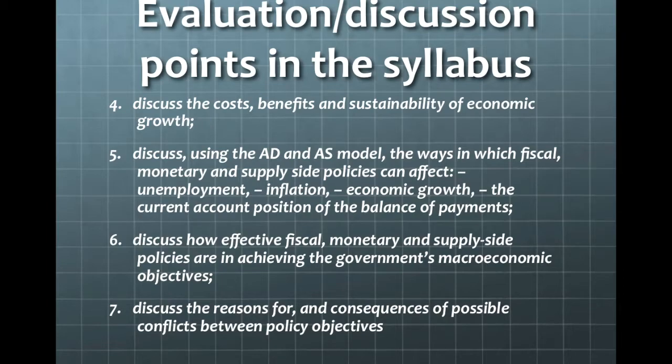Here you're going to be using a diagram and then looking at how they might work, how they might not work, and then the conditions necessary for them to be successful, and the limitations of the policies. Number 6 looks at those same policies in achieving the government's macroeconomic objectives, which are tied pretty closely to the items listed in Objective 5. And the last one is discuss the reasons for and consequences of possible conflicts between policy objectives.